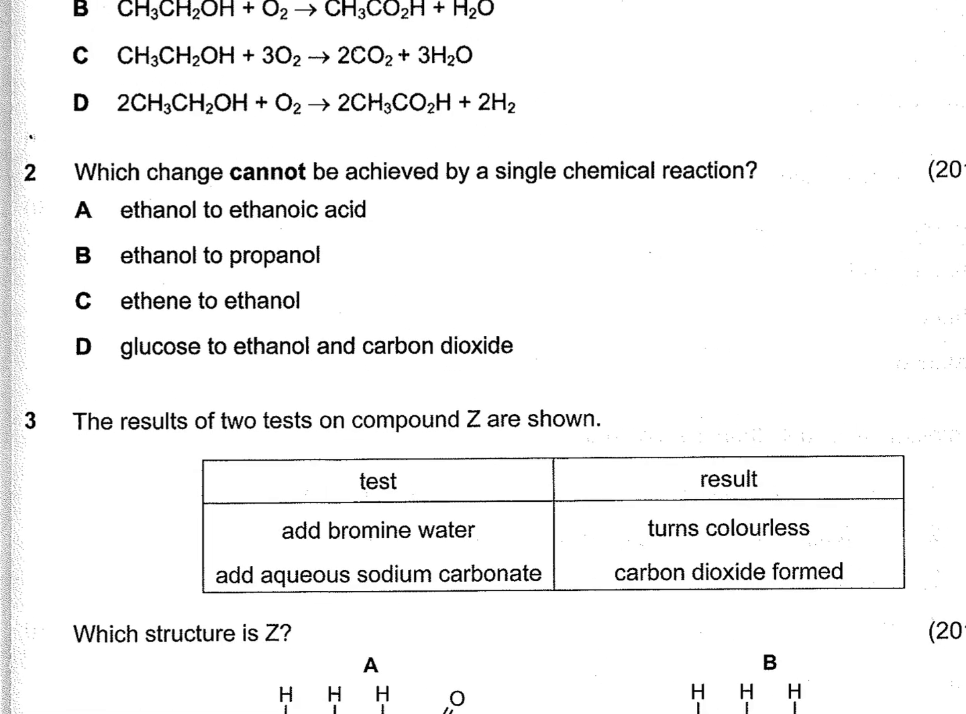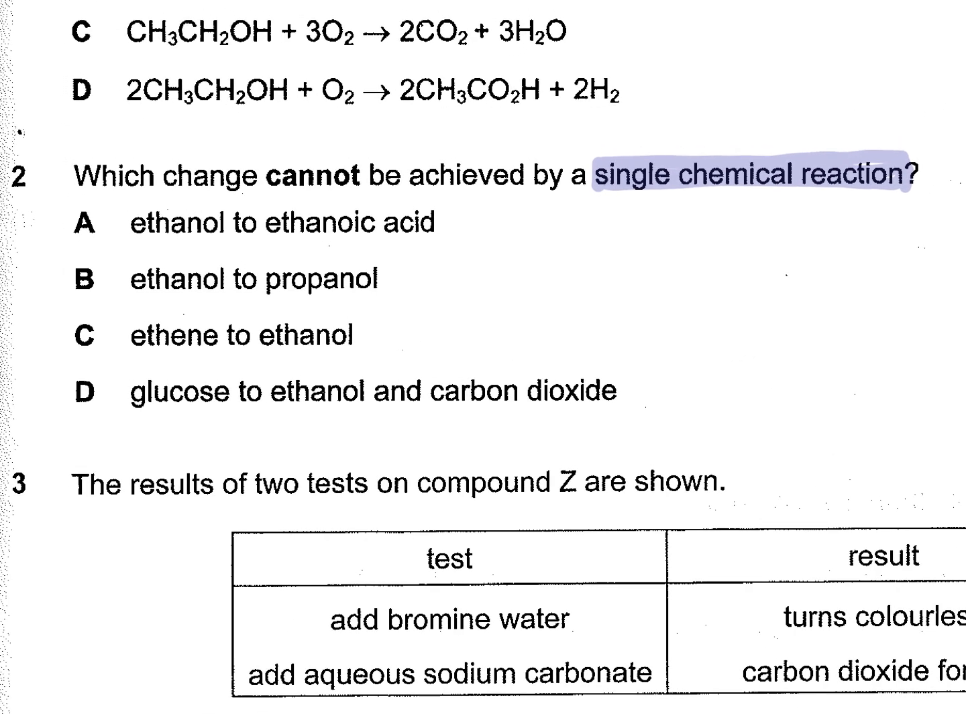Okay, basically they're asking you which reaction cannot be carried out in a single step. So the keyword is a single step. So what I want to do is, can you tell me the name of all the different reactions that is shown in the option? What is the name given to reaction number 1? Fermentation.